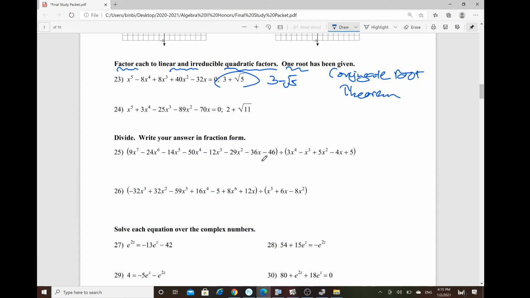So the structure, once you do the long division, it's always quotient. Quotient is always the one going first. And then plus the remainder over the divisor. Okay.